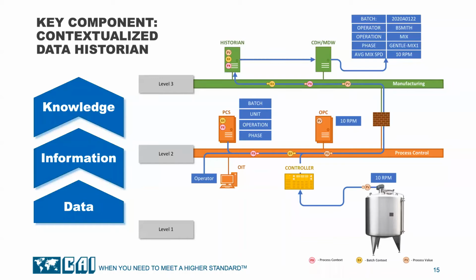But each of these pieces of information is stored as individual tags in our data historian. Our contextualized data historian is where we bring all that information together. We can put our process values, the data that we collected from our equipment's instruments and sensors, into the correct batch and process context. The process of combining the process and batch context with the process values is called contextualization. This is our first key concept.